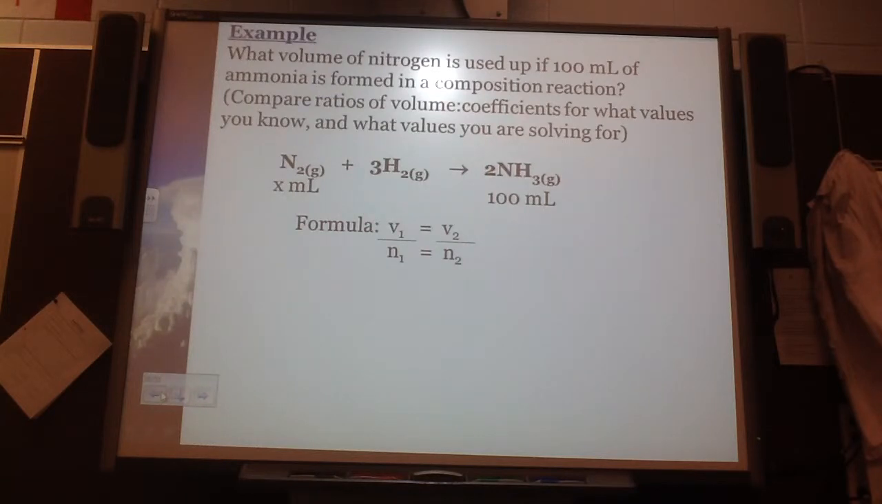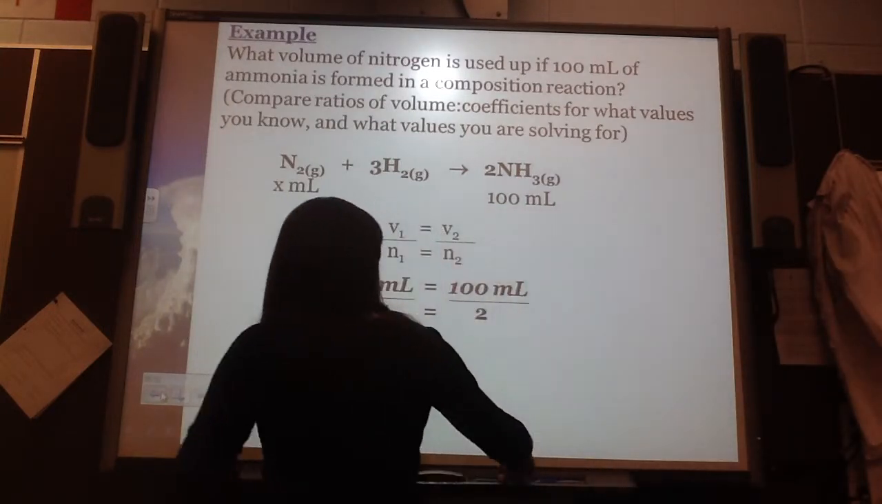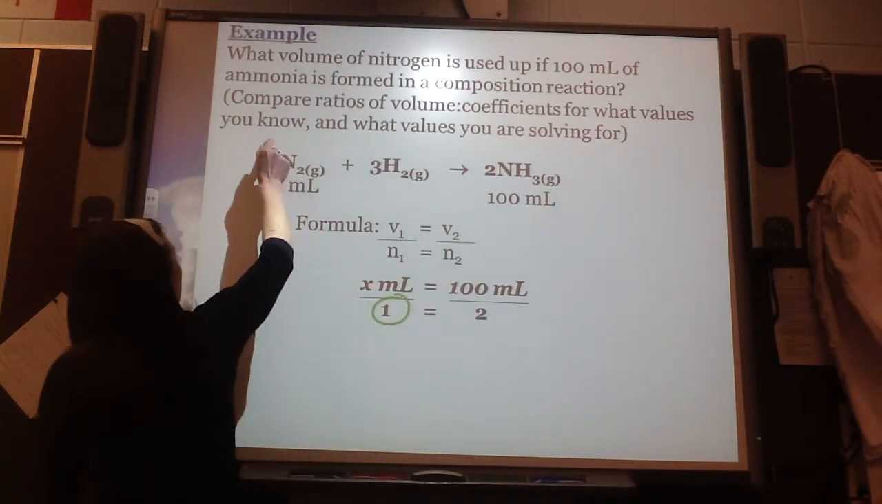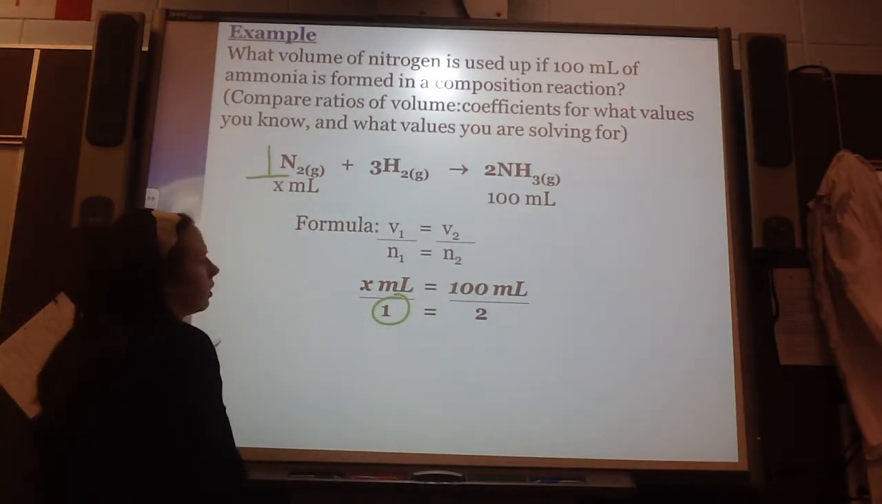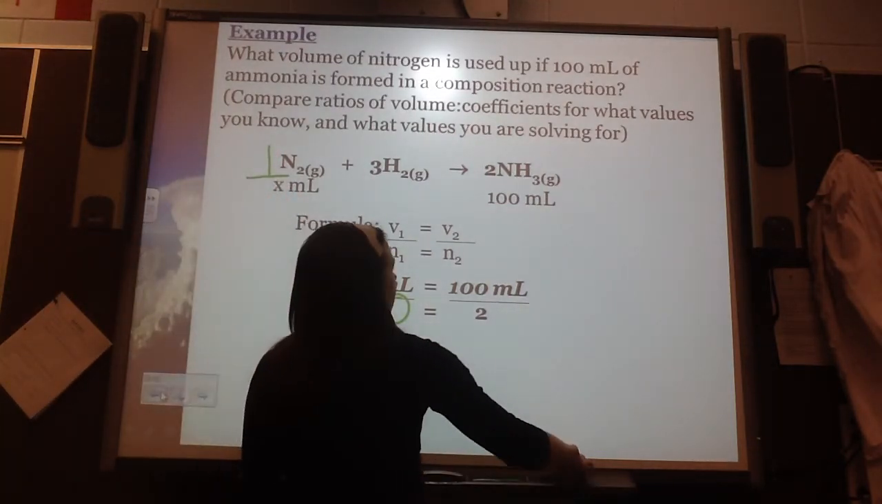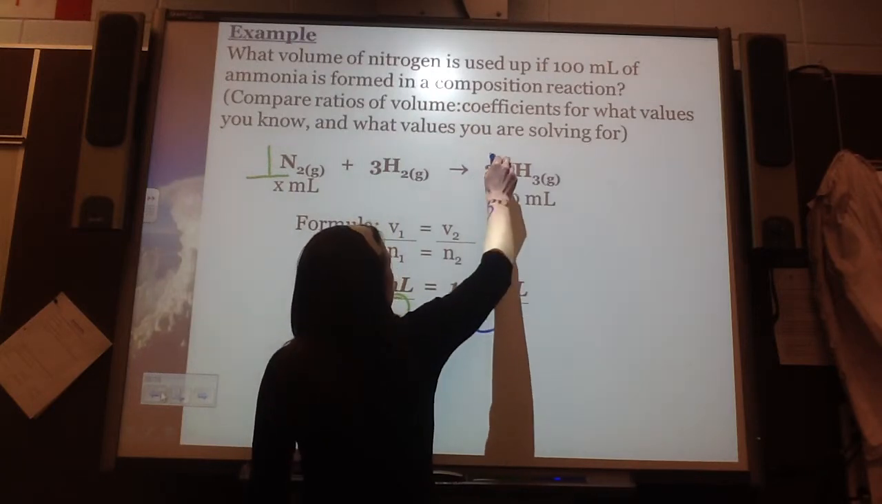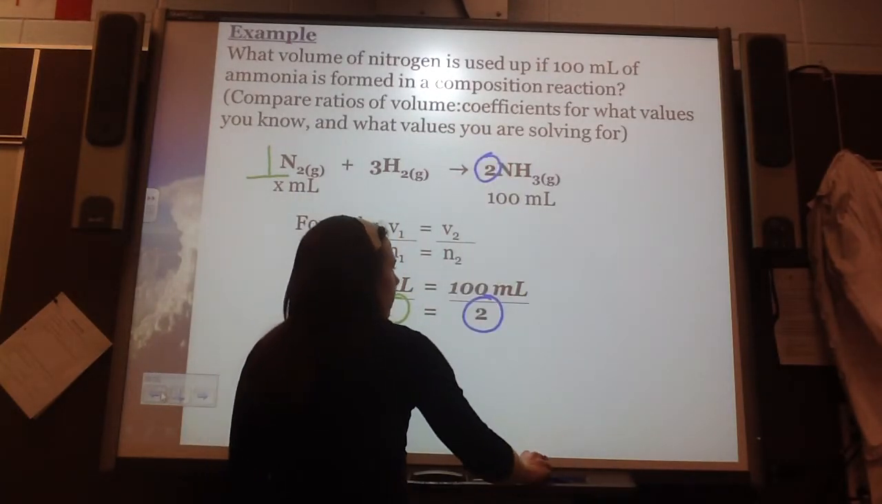So you use this formula. So you have X milliliters for V1 and 100 milliliters for V2. Your N1 and N2 come from your coefficients. So here where we have the number 1, that came from this number 1. Here where we have the number 2, this comes from this number 2. Okay?